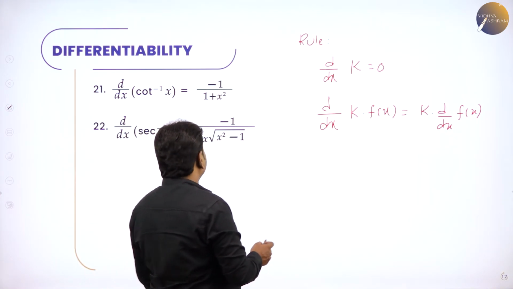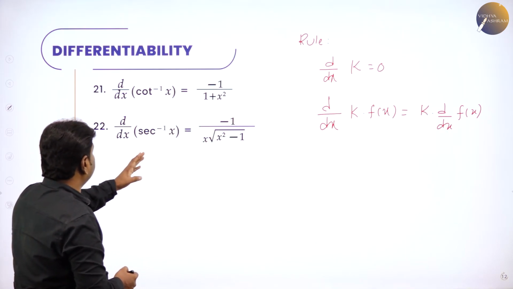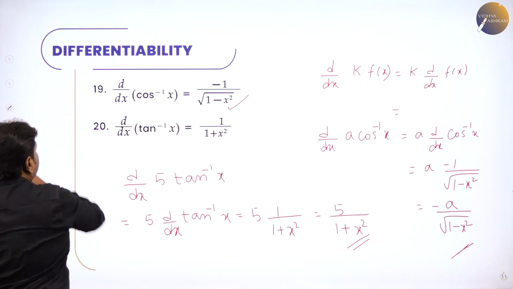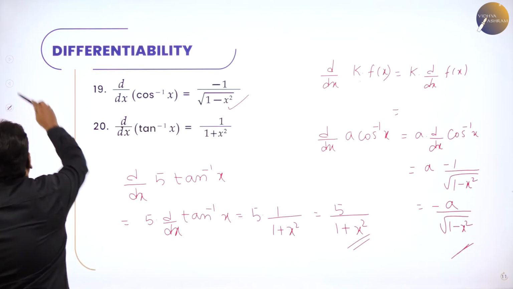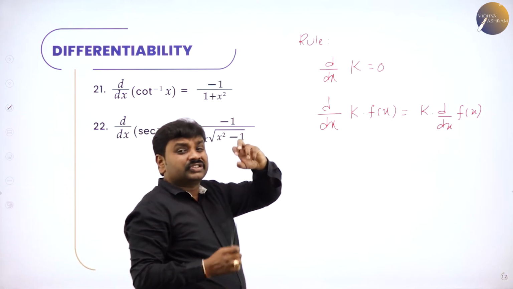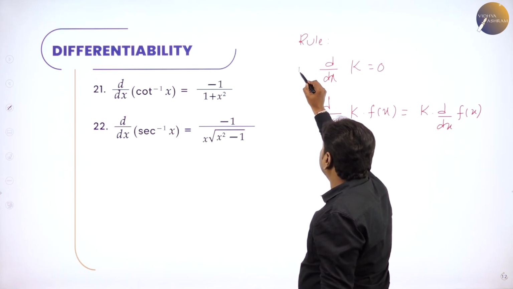Then we have special cases like this. Derivative of cot inverse x is minus 1 by 1 plus x square. Derivative of secant inverse x is minus 1 by x into root of x square minus 1. So if you refer to the past slide also, I have written all the inverse trigonometric functions. So now your duty is first you become thorough with the formula, then you can apply. So now I wrote two rules, rule number 1, rule number 2.